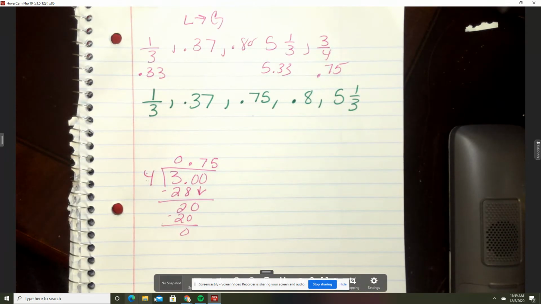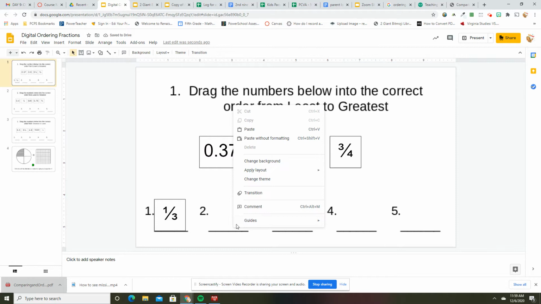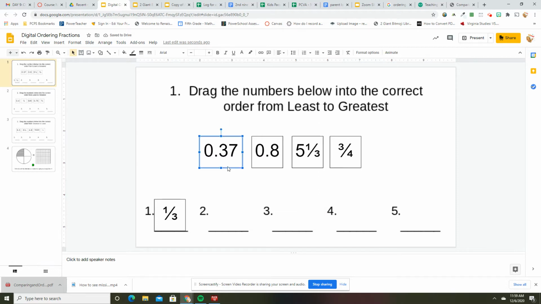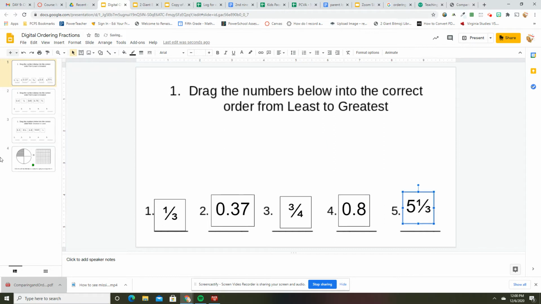So I'm going to go back and I'm going to put these in order from least to greatest. My smallest is 1/3. Then I've got 37 hundredths. Oops. These are hard to maneuver. All right, and then 75 hundredths, which will be this. And then 8/10, which is this. And then 5 and 1/3. Okay, so that is least to greatest.